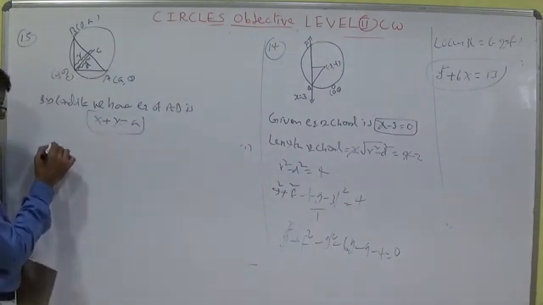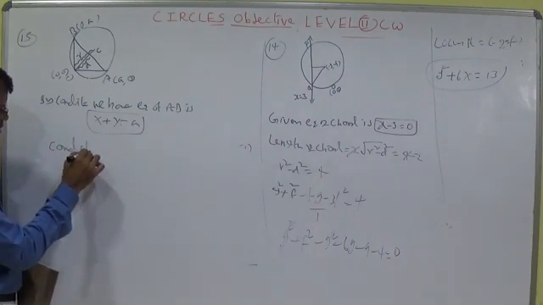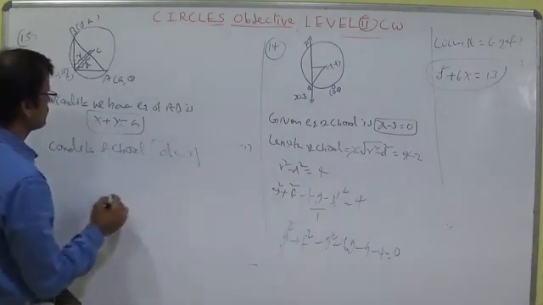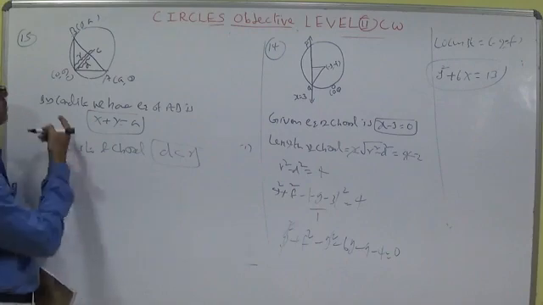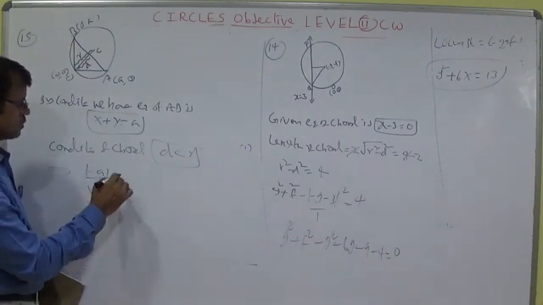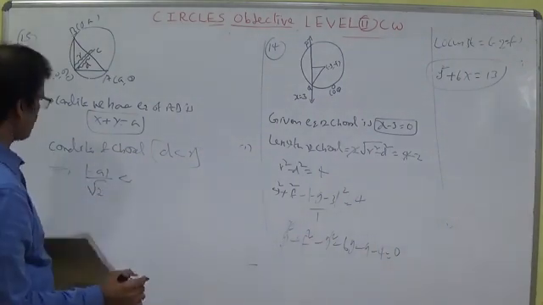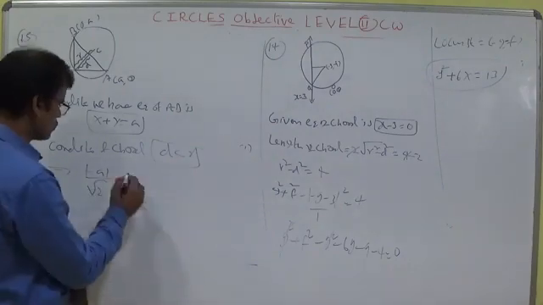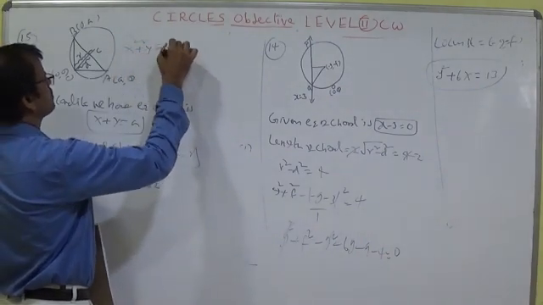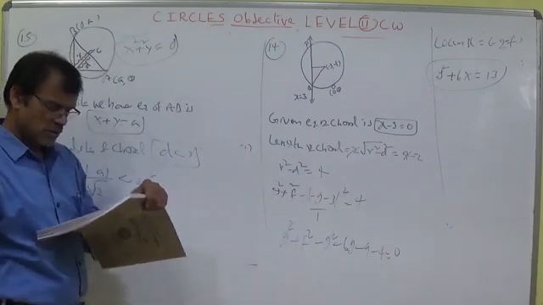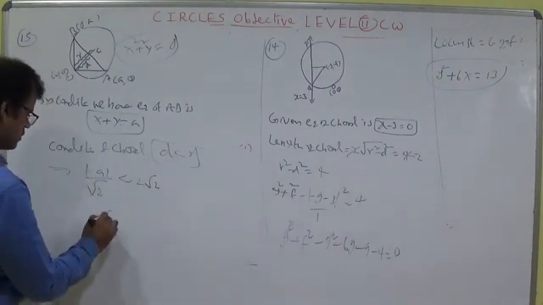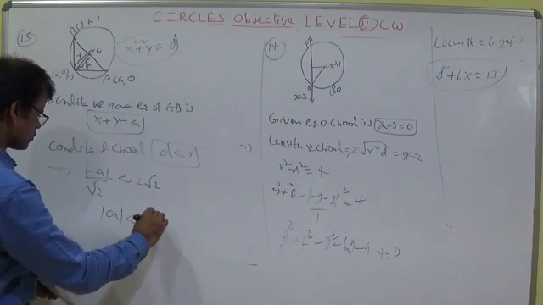Now again another condition: the condition of a chord, that is d less than r. So what is d? The perpendicular distance from 0, 0 to this line. So you can say this is minus A by root 2 less than the r. What is the r of the circle? Here x square plus y square is equal to 8 is given, so r is 2 root 2. If a chord of the circle makes equal intercepts of A on the axis, then you can write mod A less than 2 into 2, so it is 4.